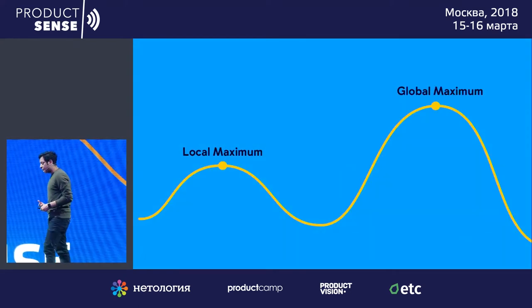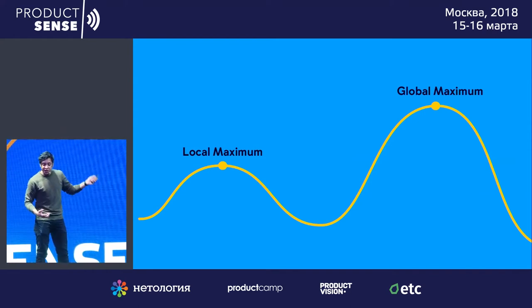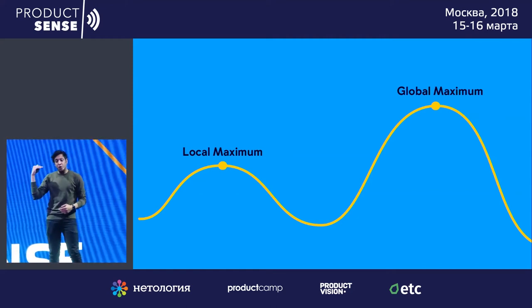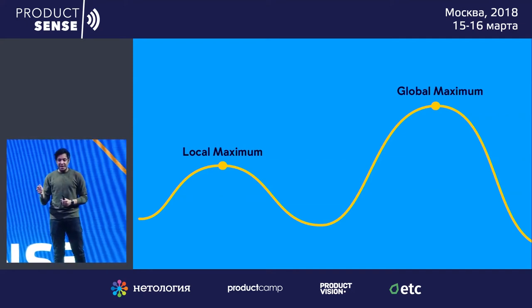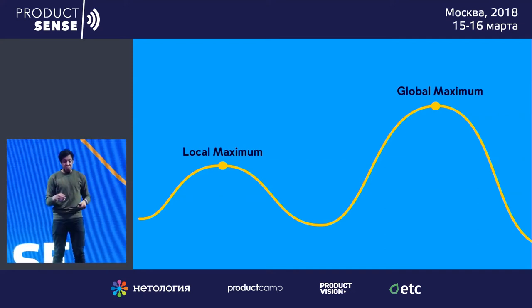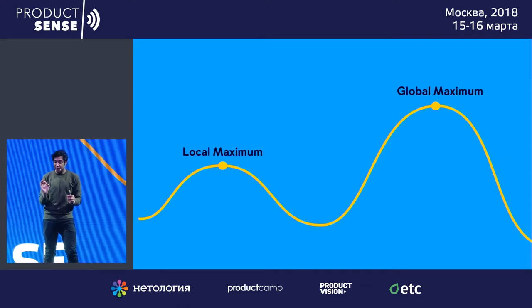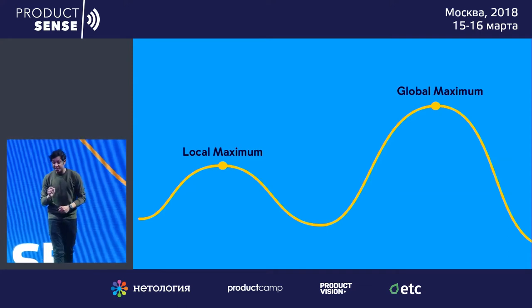So what happens when you're data-driven? This is an oversimplification, but what happens when you're just data-driven? There are two things: the local maximum and the global maximum, and what's the difference between them? Let's say I find a quick success. It's not a bad example, but let's say I increase the size of the CTA by 3 pixels, people see it more, people click more, people buy more.